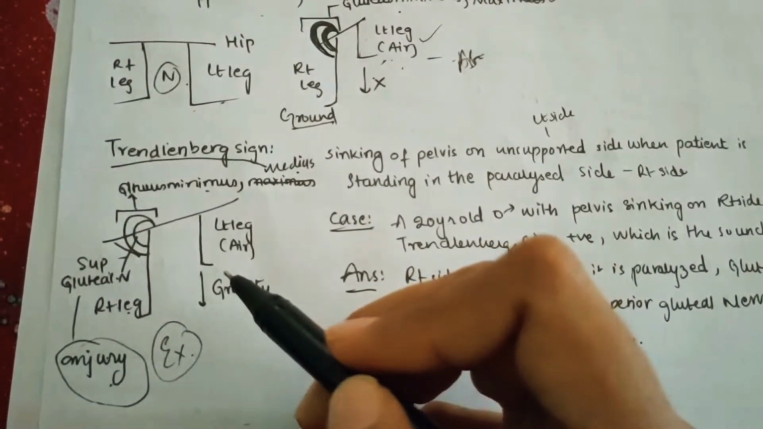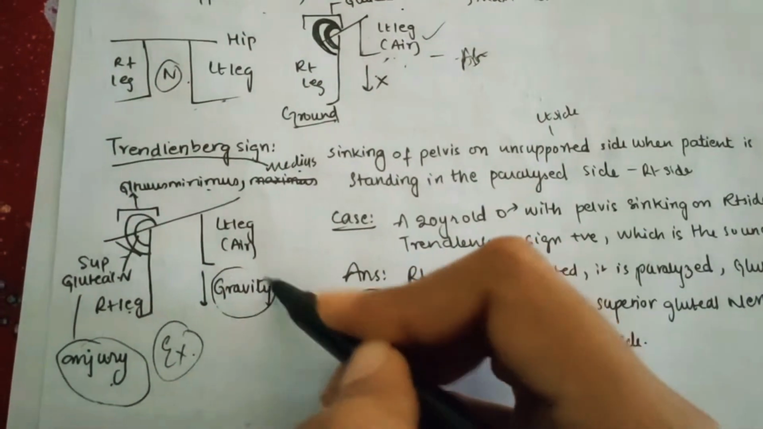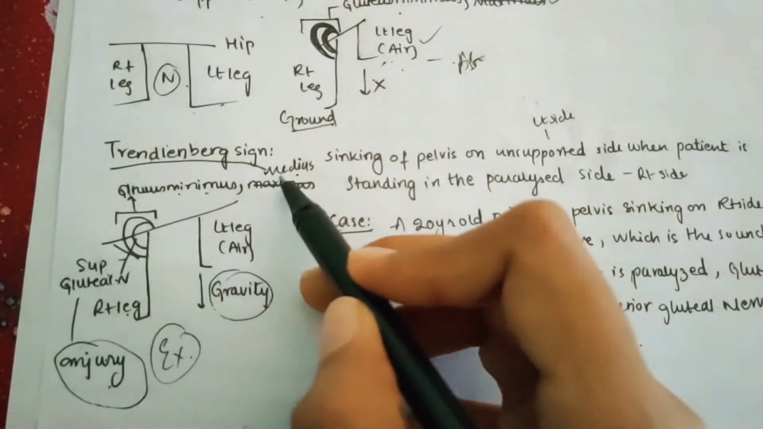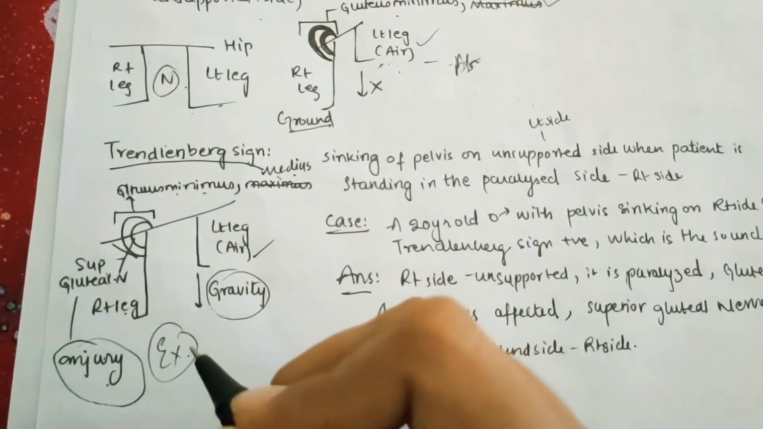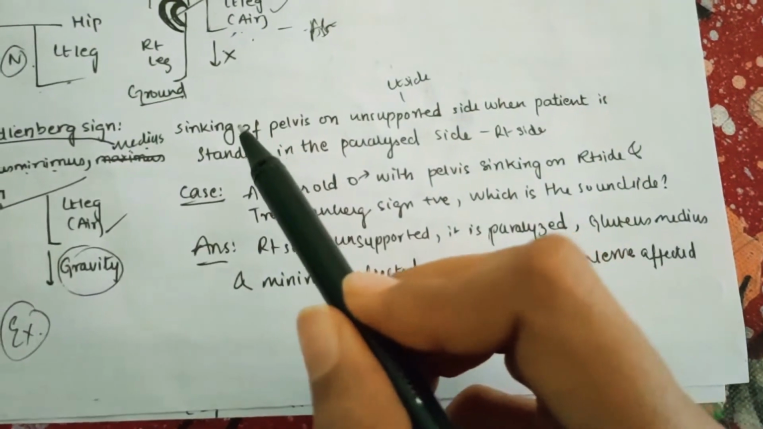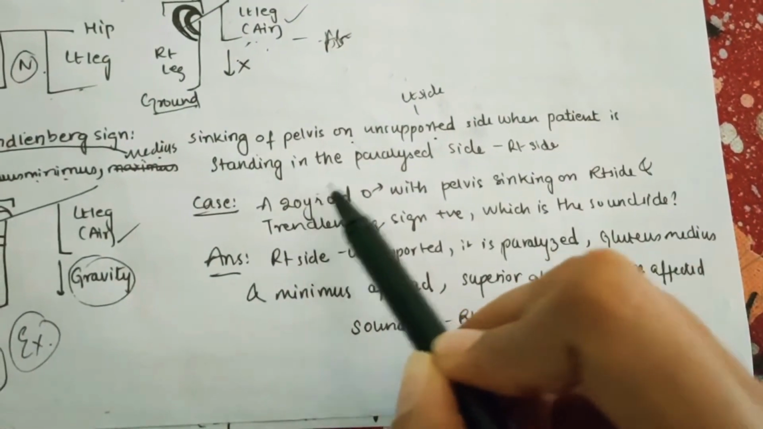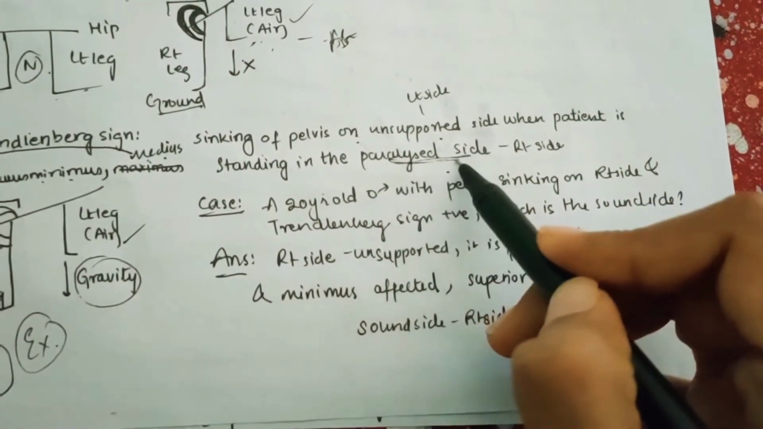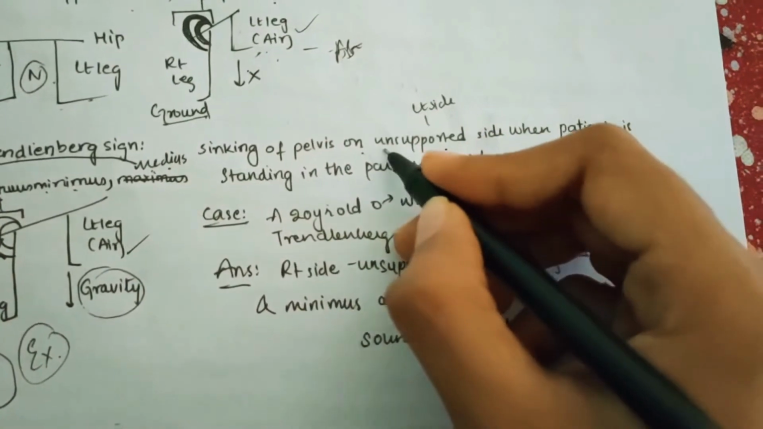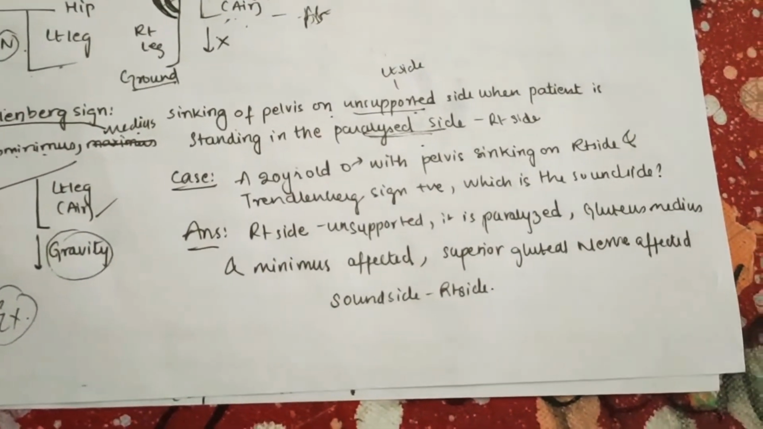So because of this paralysis in the left leg, when you are trying to raise your left leg in the air, you can't, because gravity is pulling it down, and your gluteus medius and minimus are not giving any support to this leg. So this is the problem here. You can see clearly the sinking of the pelvis on the unsupported side when the patient is standing on the paralyzed side. The patient can stand on the paralyzed side, but he can't stand on the unsupported side, okay?